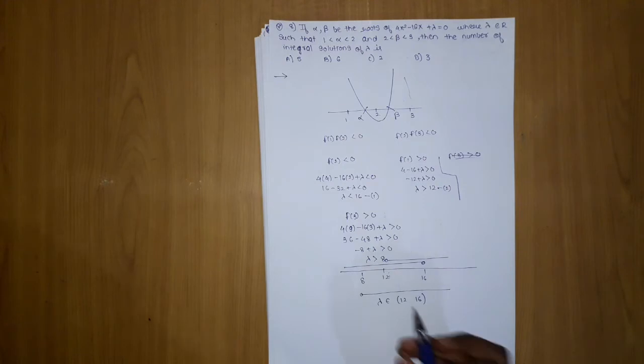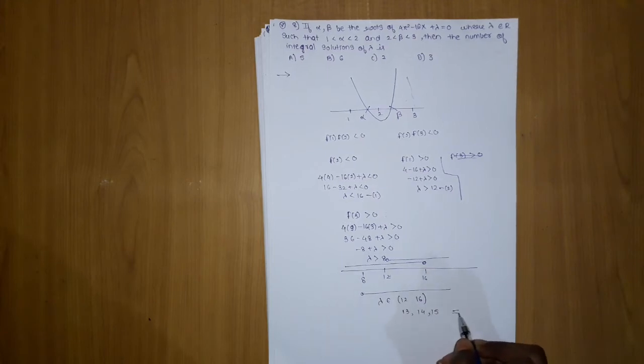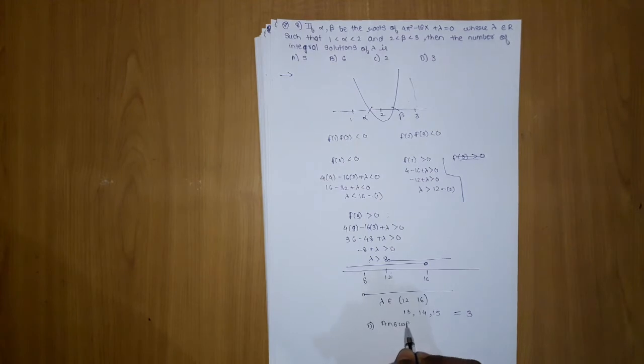The number of integers between 12 and 16, how many numbers lie? 13, 14, 15, 3 numbers lie, so the number of solutions will be 3, so D is the answer. Okay guys, D is the answer.